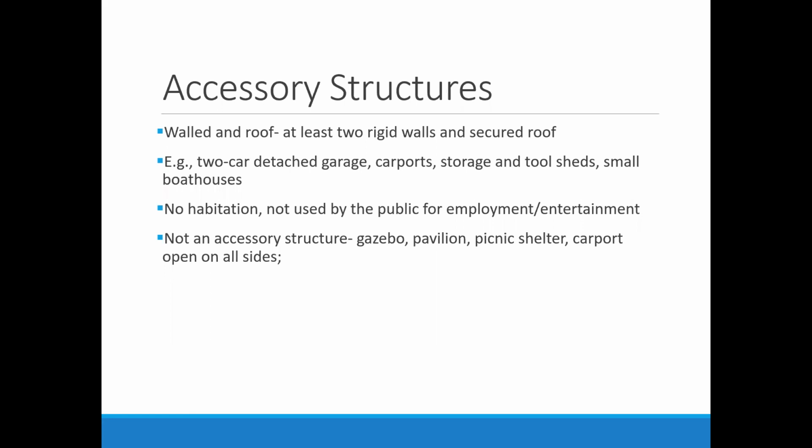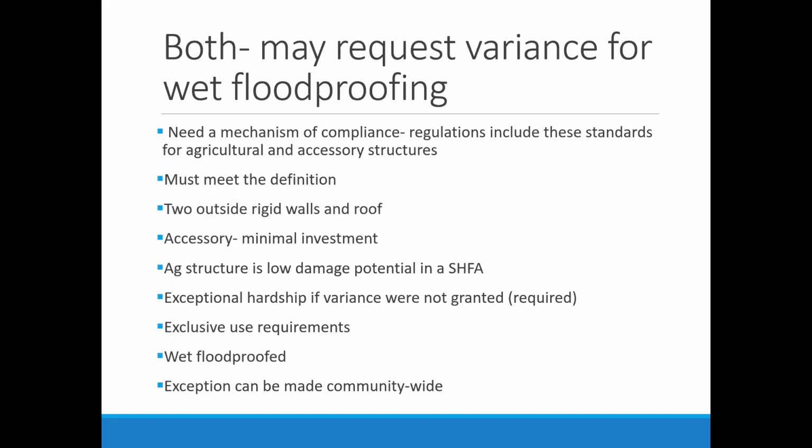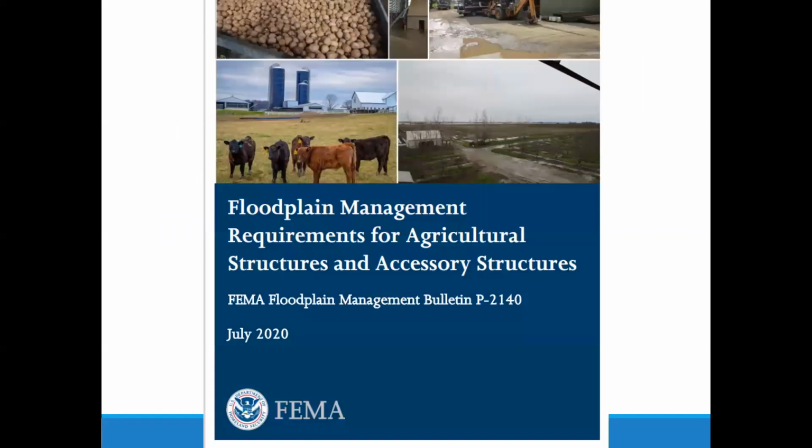And so we're looking at two car garages, carports, those sheds, not so much a gazebo or a pavilion or a picnic shelter or something like that. So you have to request a variance. You can get a community-wide exception for this. So you have to prove exceptional hardship for this variance still, but it's easier and more feasible than a regular variance. So there's that policy, and then there's this publication that was released.